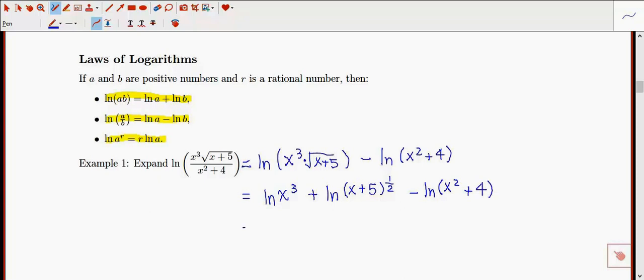And finally, we take out any rational powers. For the first term, we have 3 ln of x. Second term, we have 1/2 ln of x plus 5. And lastly, we have ln of x squared plus 4. We cannot factor x squared plus 4, so we are done expanding this expression.